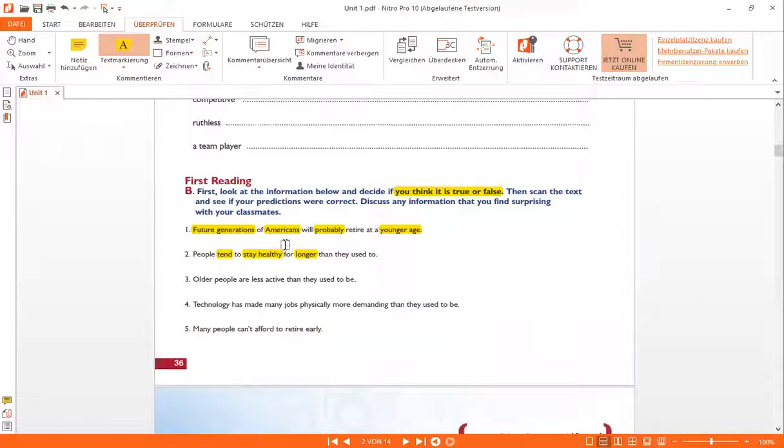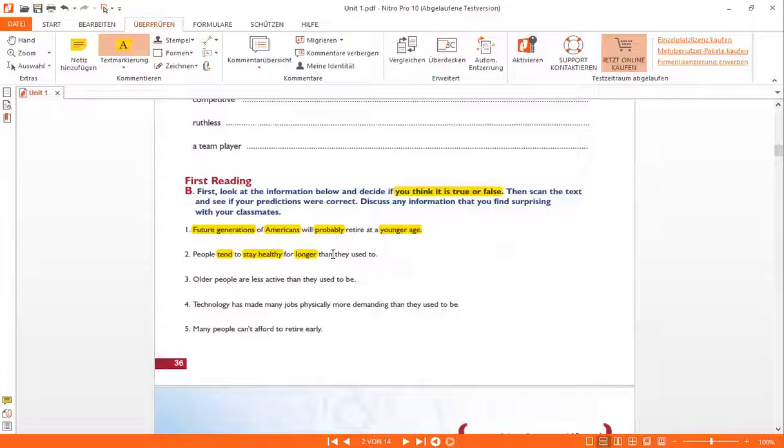So number one, future generations of Americans will probably retire at a younger age. What do you think? Do you think it's true or do you think it's false? People tend to stay healthy for longer than they used to be. Do you think it's true? Do you think it's false? Decide on that and then go to the text and then read it and look for specific information that makes this true or makes it false.